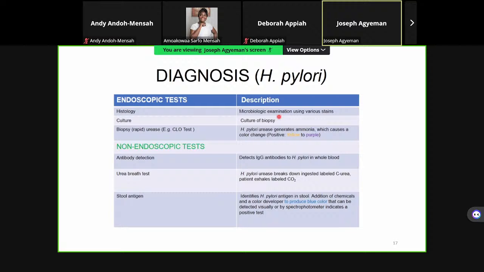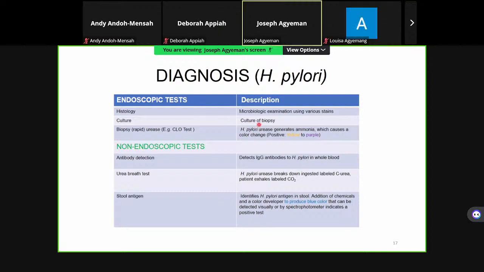And if bacteria are around, likely this guy may be that guy. Then you can also do culture. You culture the sample or the biopsy that you took from the GIT by using endoscopy. And if H. pylori is around, because it is normally the only one that can survive in this harsh acidic environment, it is likely that H. pylori will grow when you do culture and sensitivity.